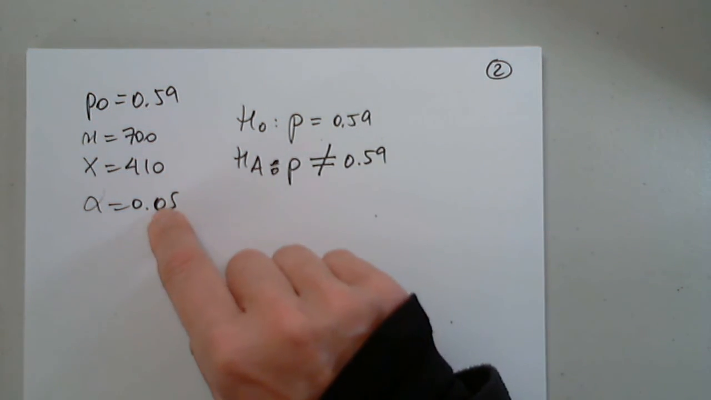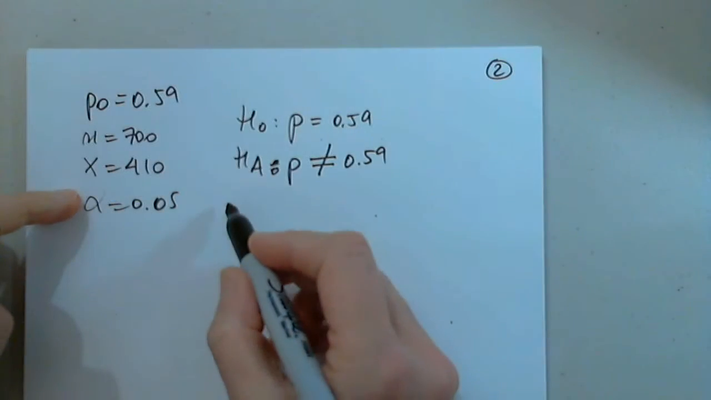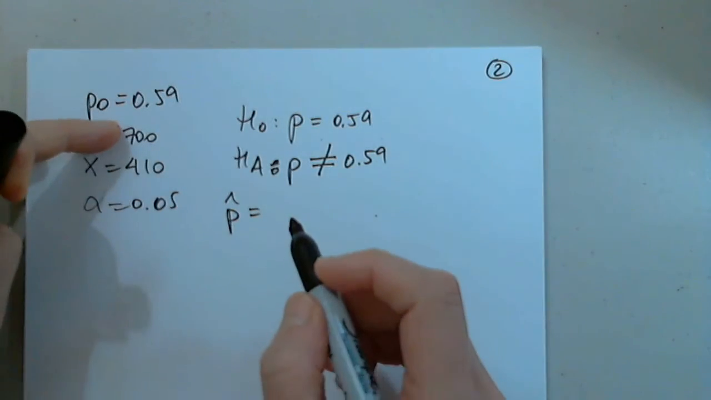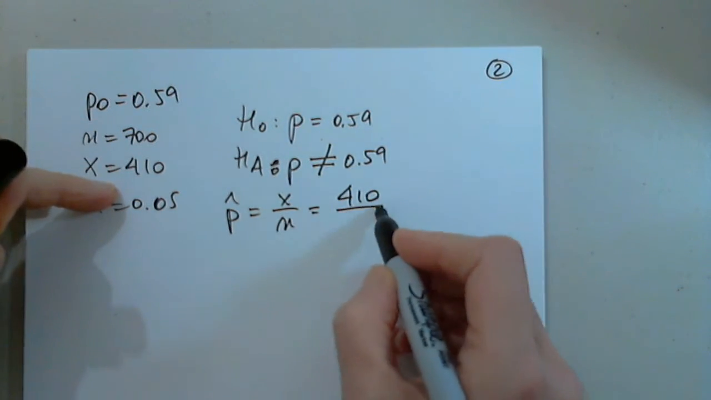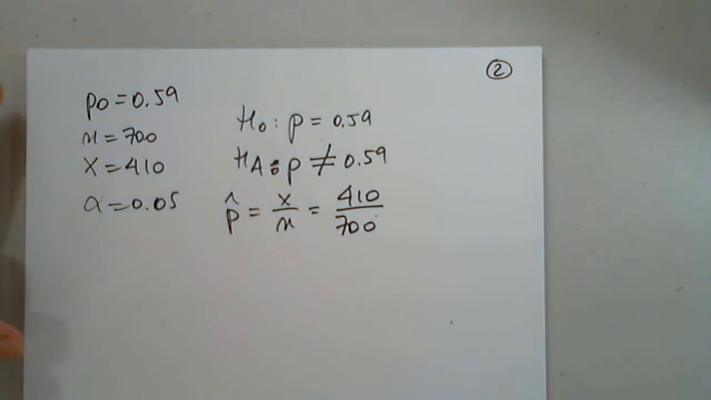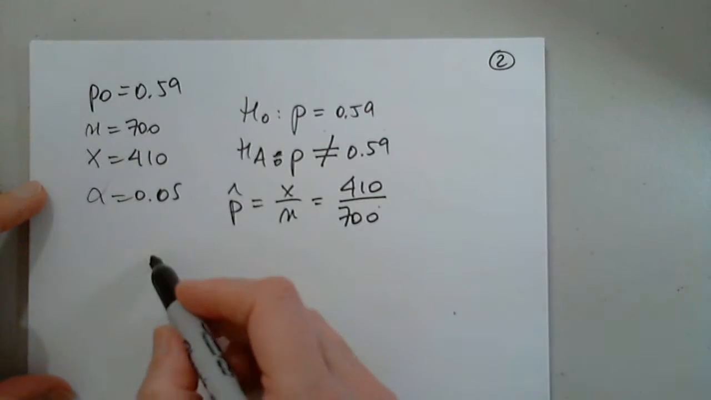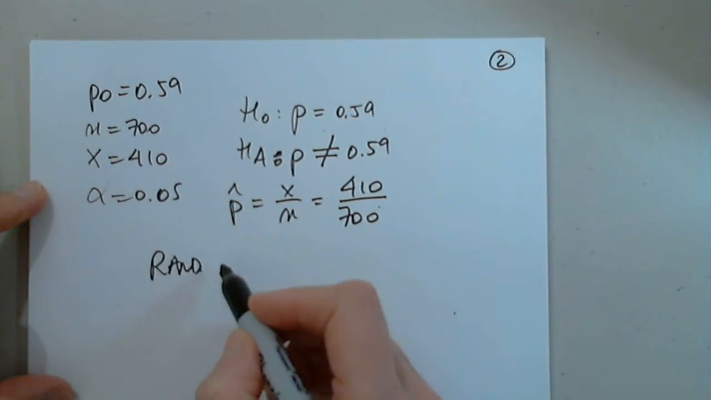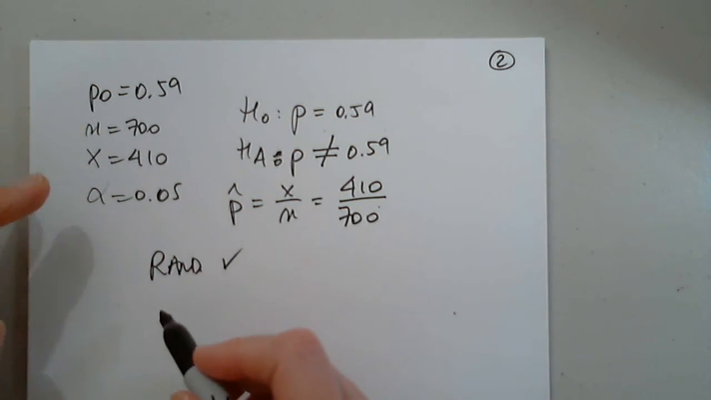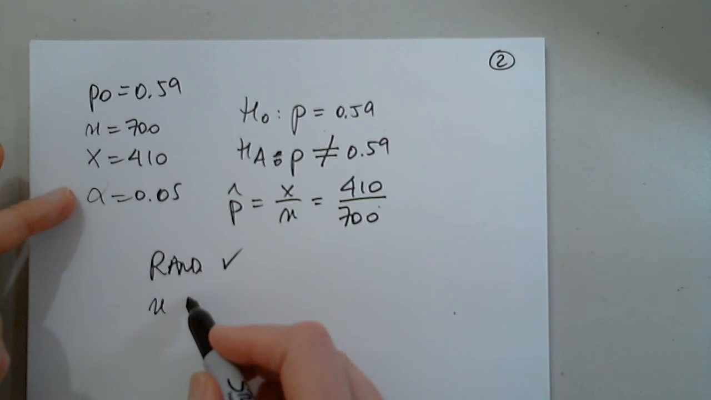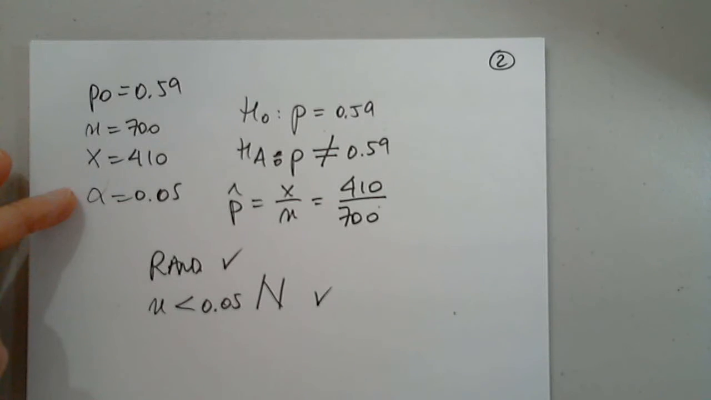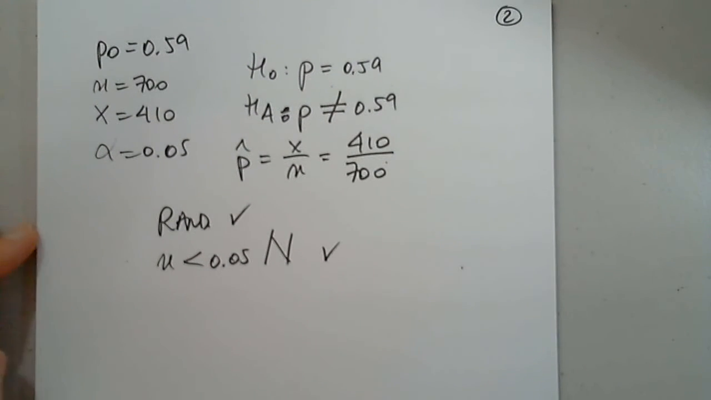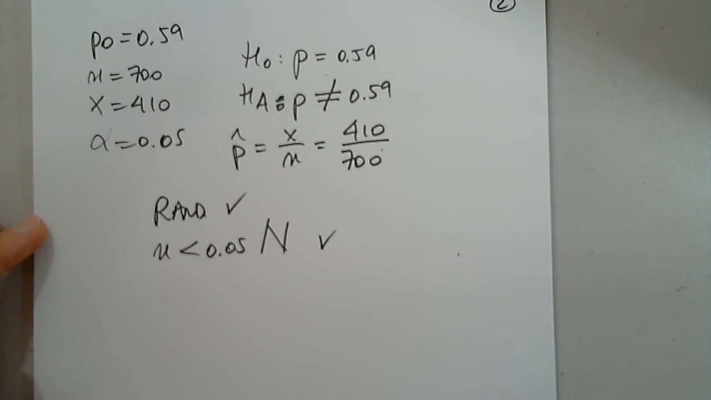At alpha 0.05, the P hat right away, we know it's X over N, which is 410 over 700. Also, the randomization. Yes. N is less than 5% of the entire population, of course. N is only 700 people out of 300 million.